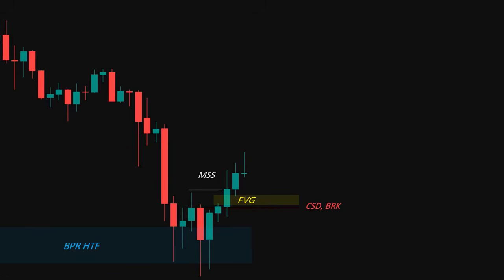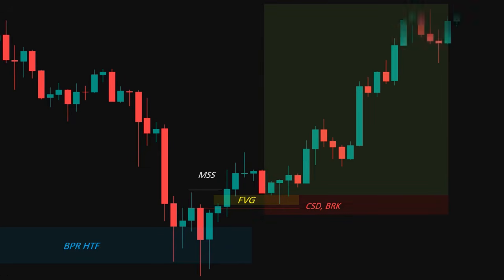bullish setup. So now, I'm expecting price to retrace back into that fair value gap or breaker, respect the order block, and then continue higher. And as it plays out, that's exactly what happens. Price pulls back to the breaker, holds structure beautifully, then pushes up and eventually takes out the target highs.